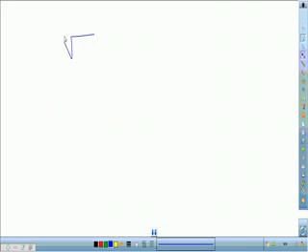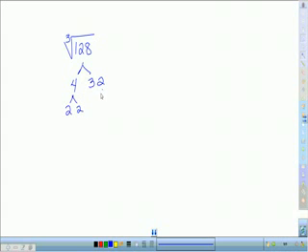And for the last one, we had the cube root of 128. Cube root means we're looking for groups of 3 now. So when we're thinking of factors of 128, let's see, that's going to be 4 and 32. And for 4, we're going to have 2 and 2. For 32, you could do 16 and 2. 16 is 2 and 8. 8 is 2 and 4. And 4 is 2 times 2.